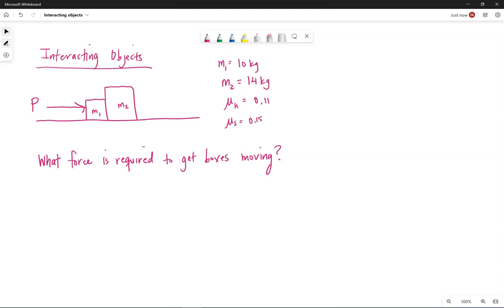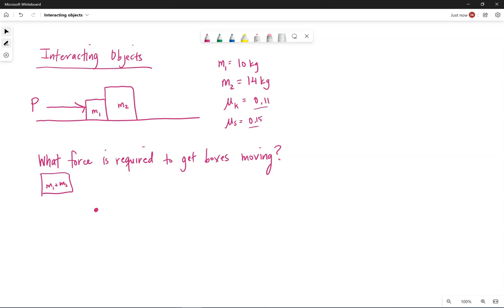Now I know if I push on box 1, because box 2 is behind it, my pushing on box 1 is going to cause box 1 to push on box 2, and the two of them are going to slide together across the room until I stop pushing. So we know from the last chapter that we have to push hard enough to overcome the force of static friction. And so that's what I want to first figure out. As far as we're concerned, it is totally valid to pretend this is essentially one big box of M1 plus M2.